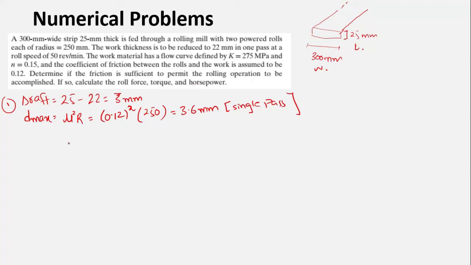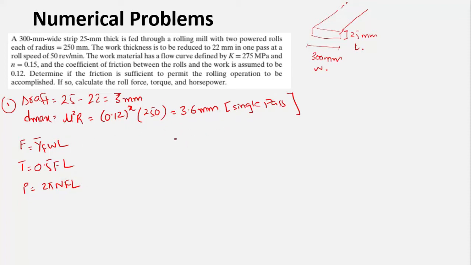Now we know it is possible, so calculate the roll force, torque and the horsepower. So what was the formula for the roll force? That was the average flow stress into width, into the contact length. And what was the formula for the torque? That was 0.5 force into the contact length. And the formula for the power, that was 2 pi N F L. So we have to calculate these three.